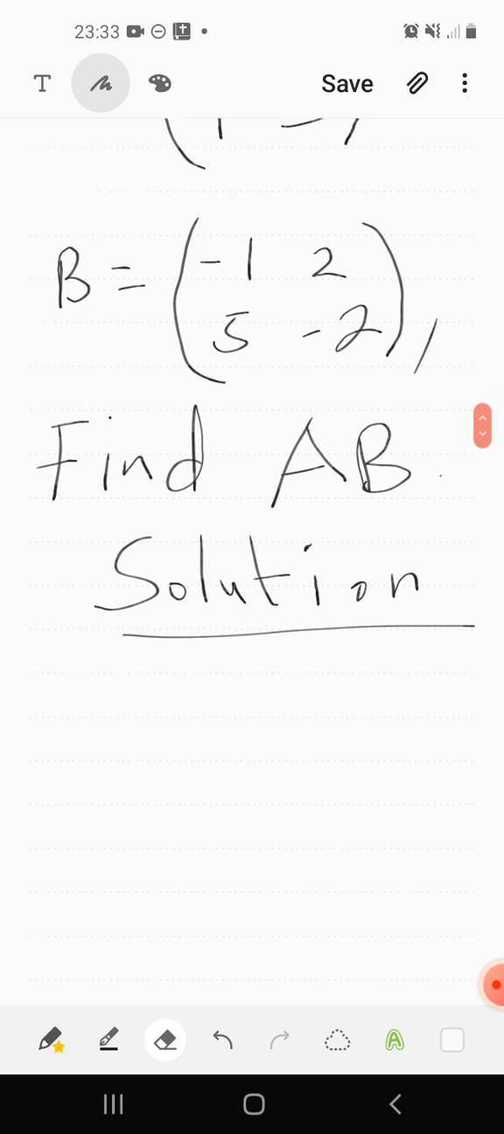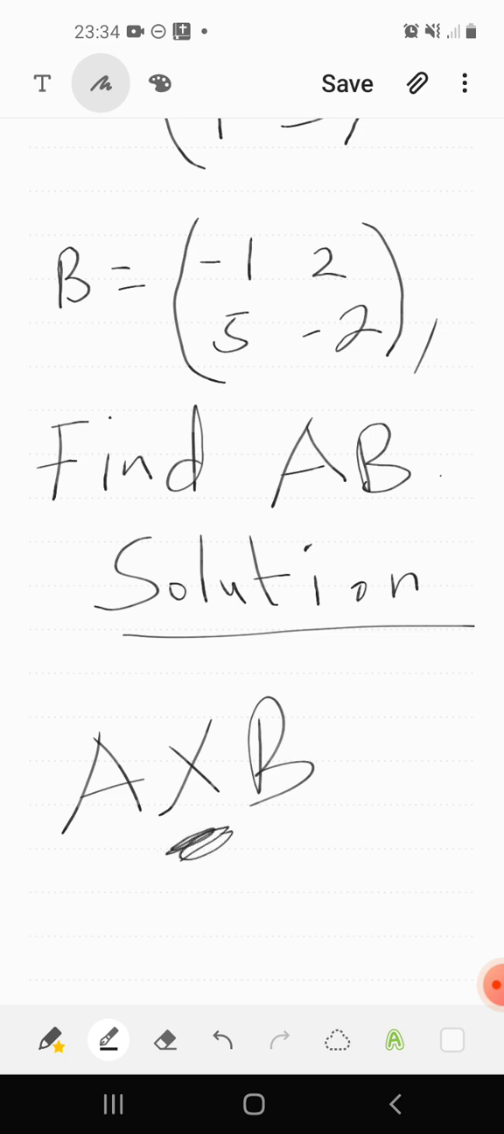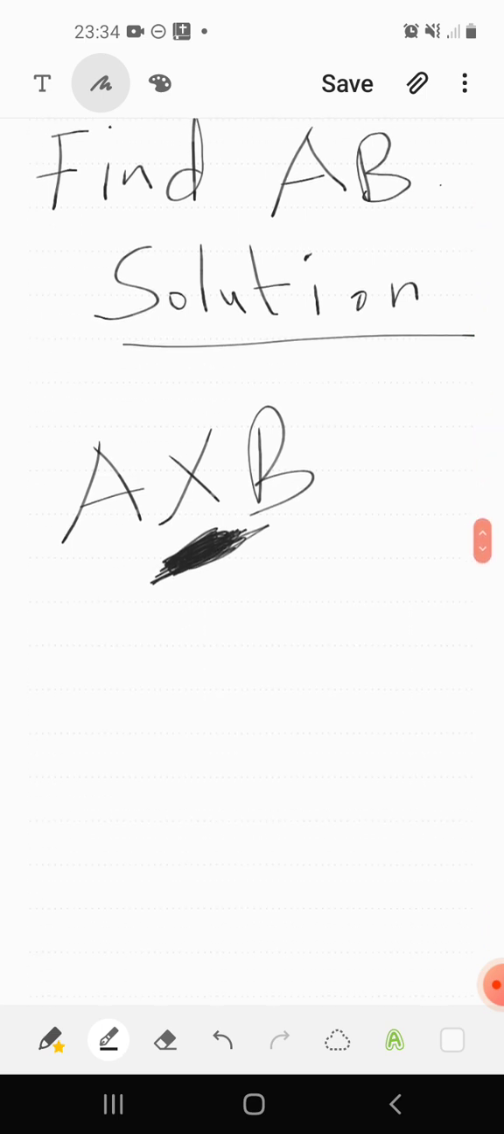To find AB means that the two matrices are multiplying. I've already told you that multiplication of matrices, when you see it like this, is not A times B. No, it is A by B. This is not a multiplication sign under matrices; we call it the by sign. So when you see anything like this, it doesn't mean that the two matrices are multiplying. Keep that in mind.